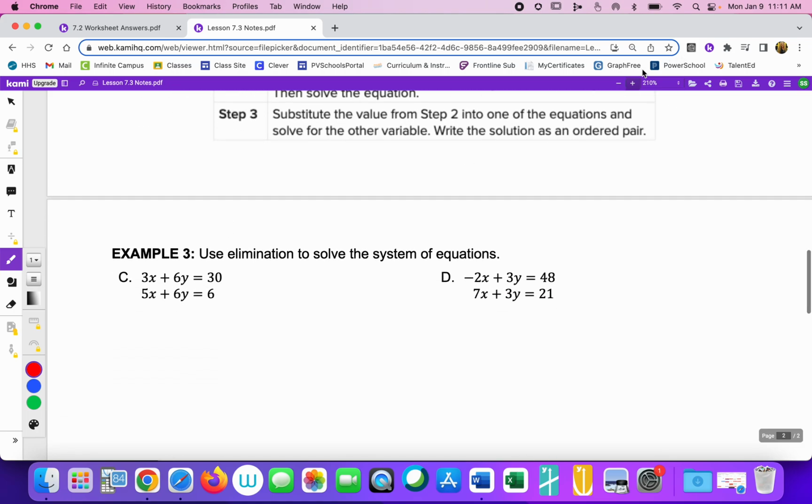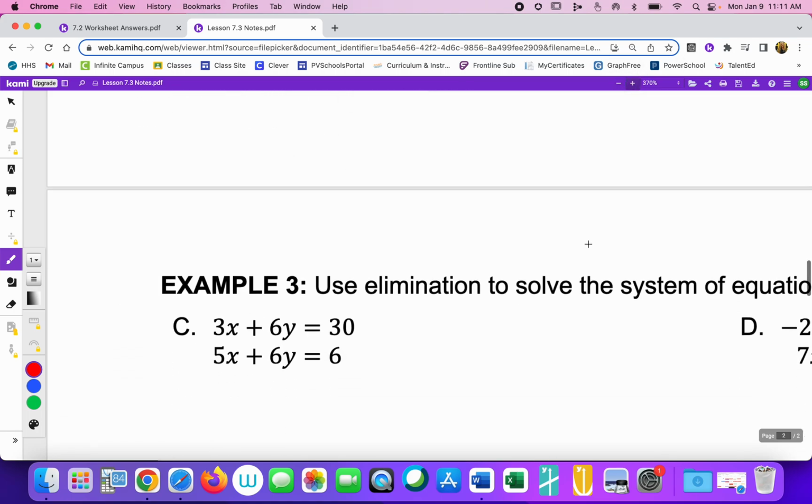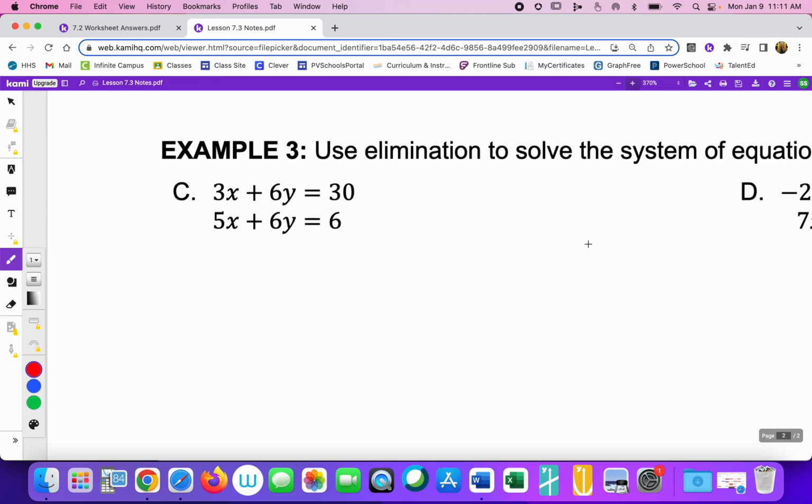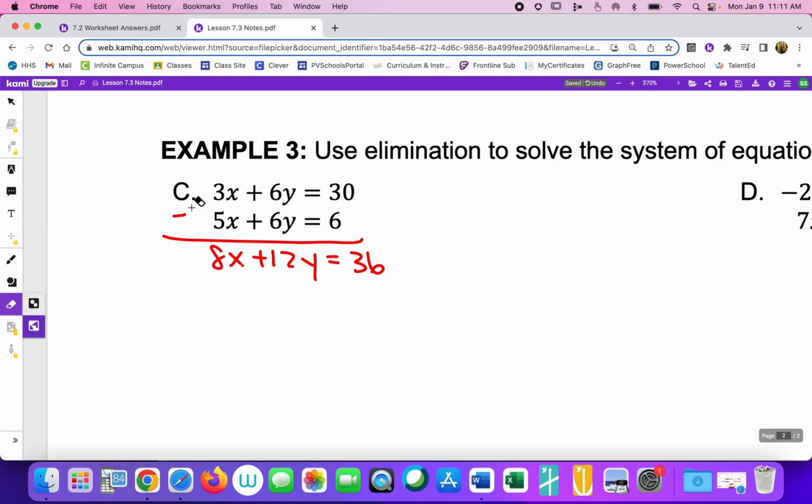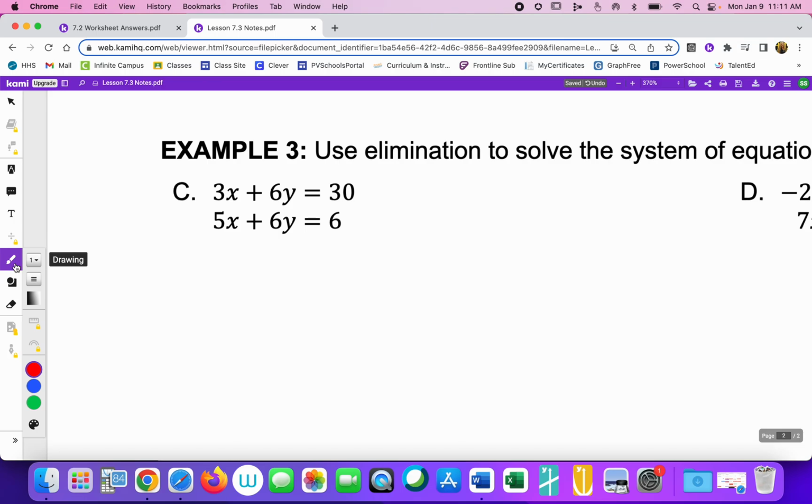All right, so the reason being, if we were to add these, I'm going to erase it in a second. If we were to add these, I would get 8x plus 12y equals 36. My job's to get rid of one of the variables. I still have both. This is not going to help in any way. The ones that are matching coefficients are which letter? They both have the 6y. One has to be negative.